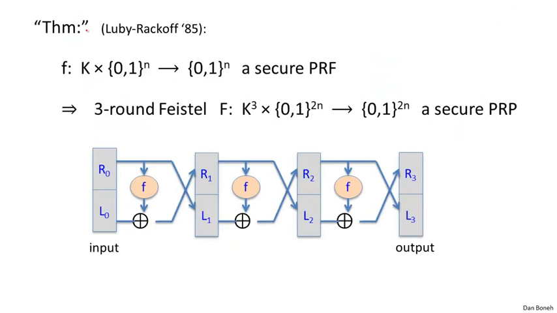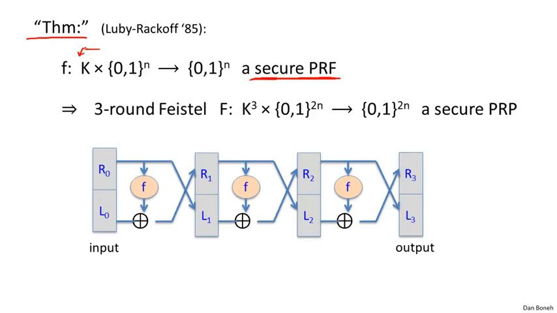So now that we know what Feistel networks are, let me mention an important theorem about the theory of Feistel networks that shows why they're a good idea. This theorem is due to Luby and Rackoff back in 1985, and it says the following. Suppose I have a function that is a secure pseudo-random function. Okay, so it's indistinguishable from random and happens to act on n bits. So it maps n bits to n bits and uses a key k.